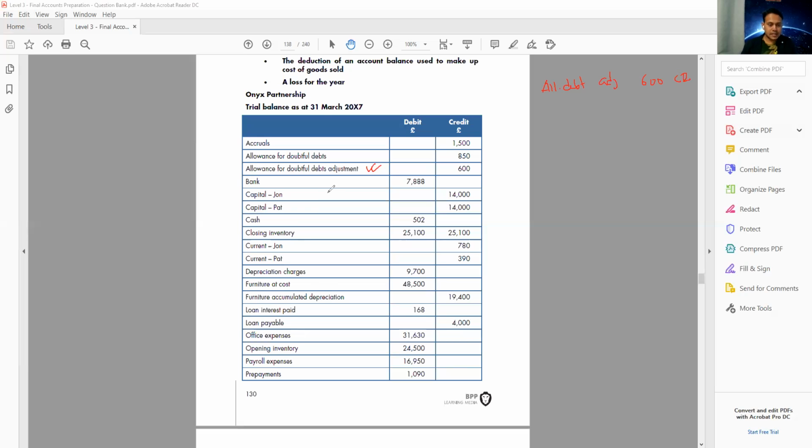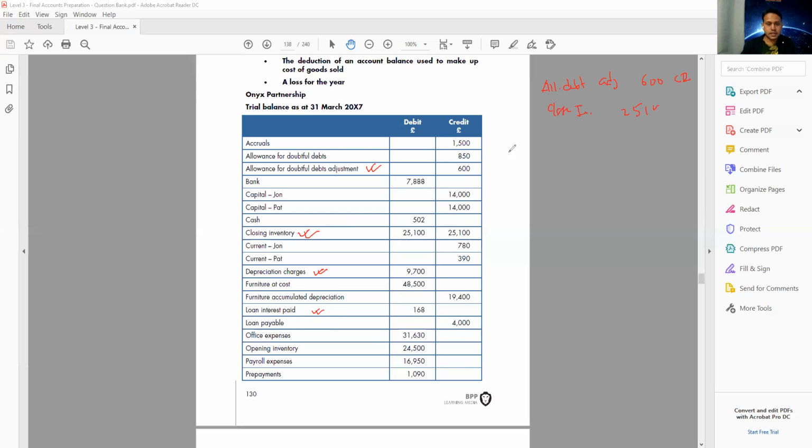Then you have a bank. A bank is not going. Capital account, current capital account, Pat is not going. Cash is not going. Closing inventory. The inventory is going. So we have opening inventory and closing inventory. We'll see if there is opening inventory. Closing inventory is not going anywhere, but this one will be minus from the cost of sales. So we said we'll take it. Then you have a current account, John and Pat. Depreciation, yes, depreciation is going. Very well done, Amit. Then furniture cost accumulated, no. Loan interest paid. Loan interest paid is expense, is going.